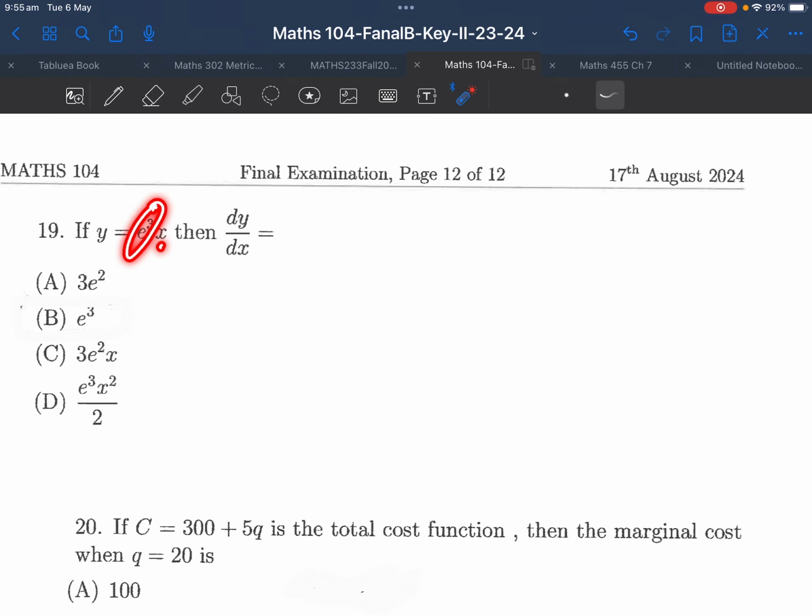Next question, if you have e to the power 3x, remember e to the power 3 is a constant, so we just need to find the derivative of x, which is 1. 1 times e to the power 3, so the answer would be just e to the power 3.